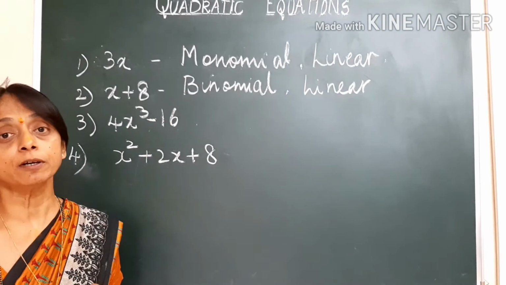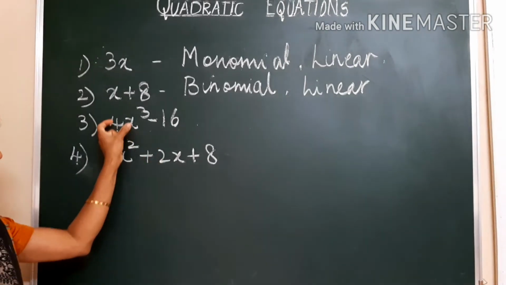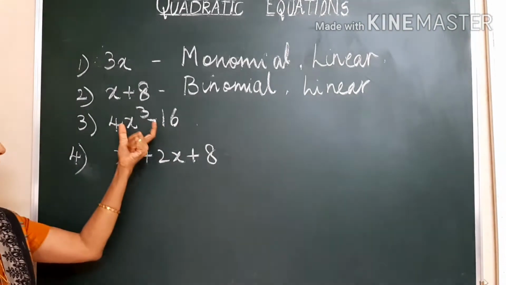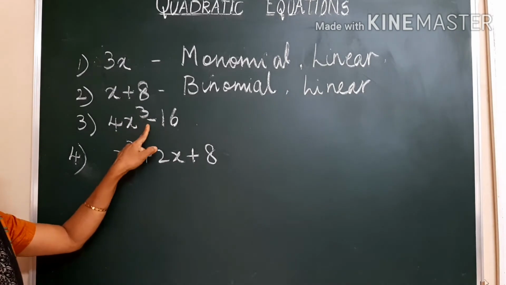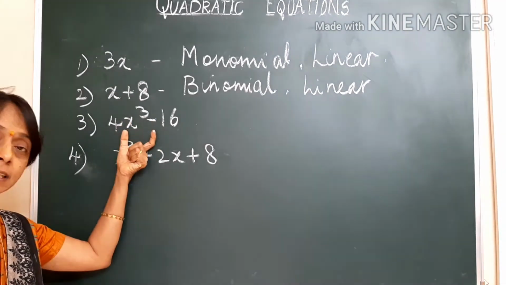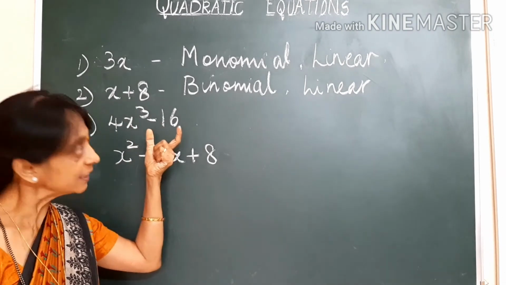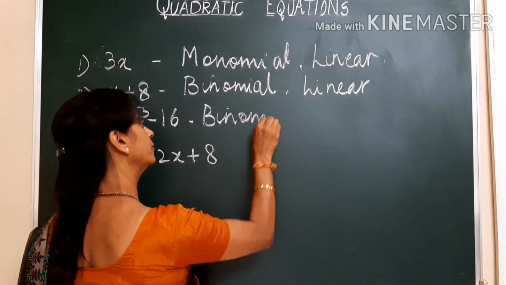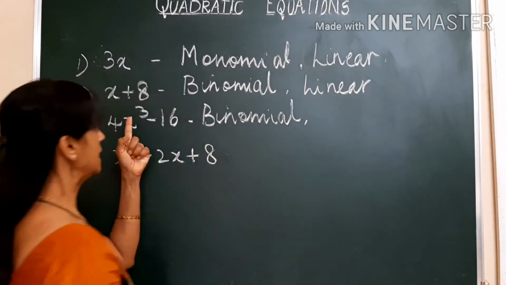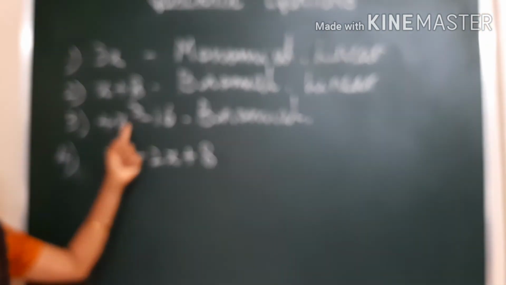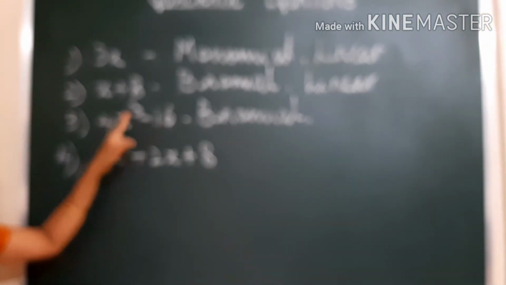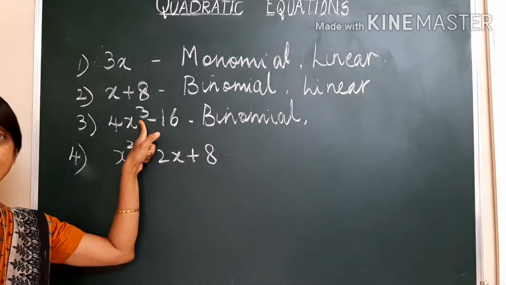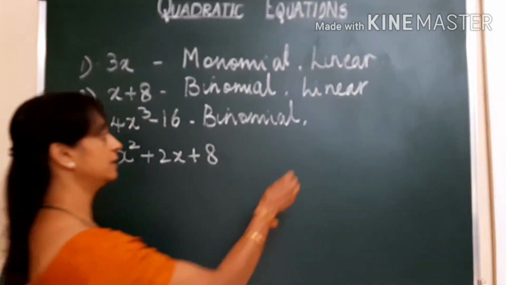Let's look at the third example, 4x cubed minus 16. Here again the number of terms is 2. 4x cubed is one term, 16 is the second term, combined together with the operation of subtraction. So again children, the type of polynomial that you can call it is binomial. Let us look into the degree of the variable x contained in this example. The degree, as you can see, is 3. So children, it will be termed as a cubic polynomial.